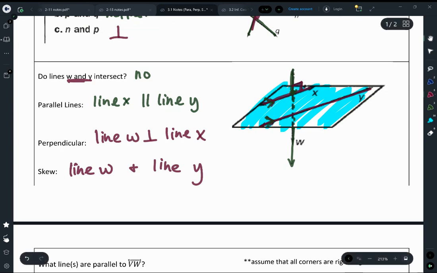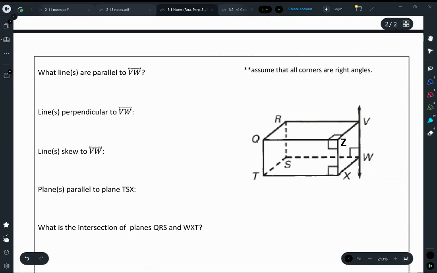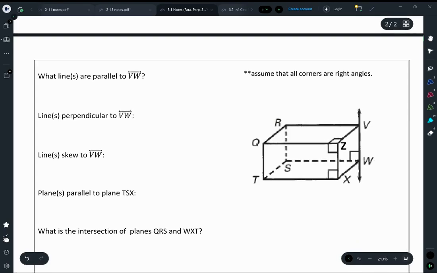All right, and we're on to the back side of our notes. Which lines are parallel to VW? So here's VW right here. So what is parallel to that? We've got a bunch that are parallel to that. All of these vertical sides are parallel, right? This one, this one, this one, those are all parallel.